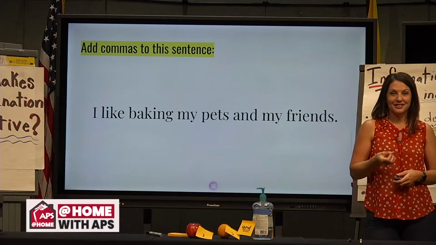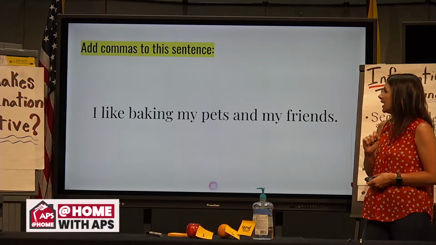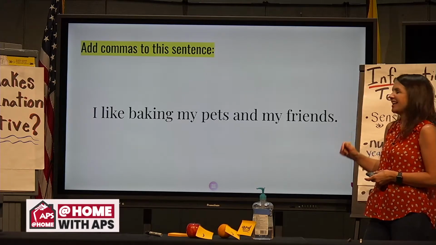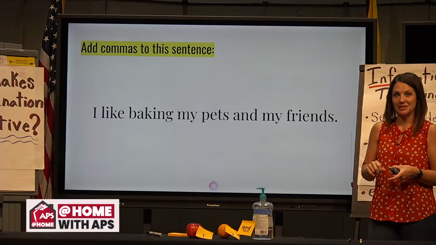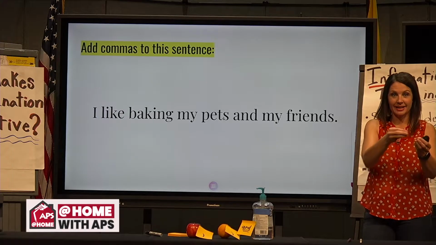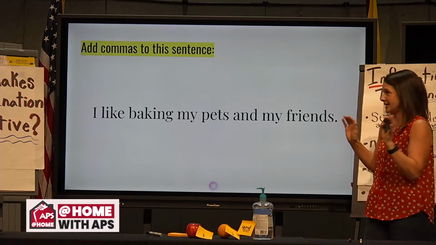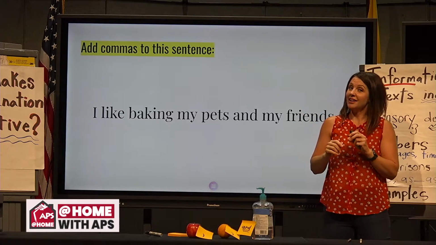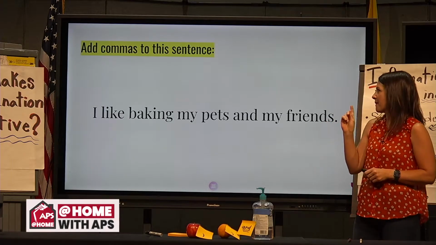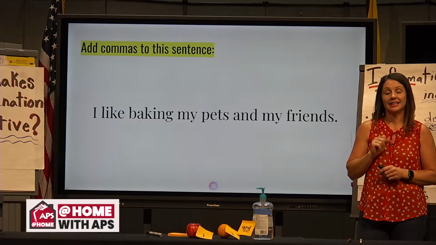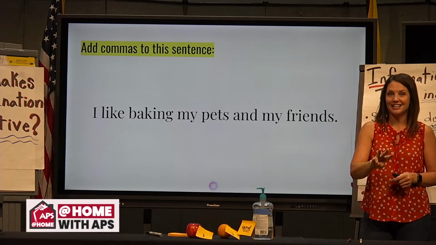I want you to add commas to this sentence. First, listen to it. I like baking my pets and friends. Without commas, it sounds like I'm baking in the oven my pets and my friends. Yikes! I like baking. I like my pets. And I like my friends. Those are 3 different items.